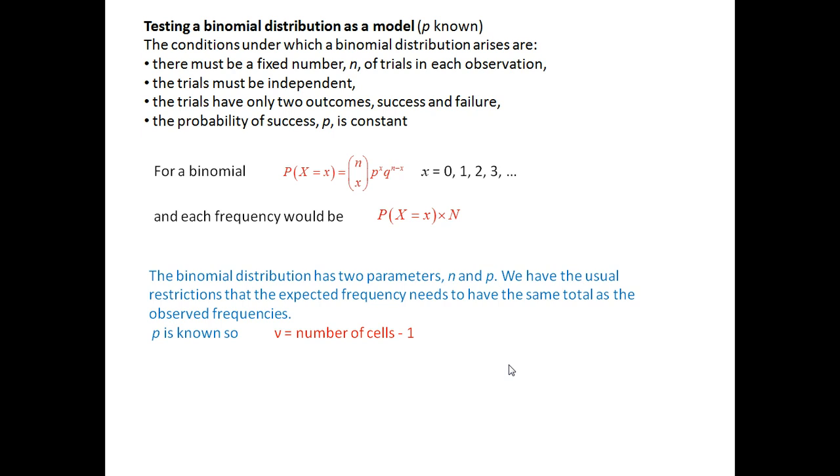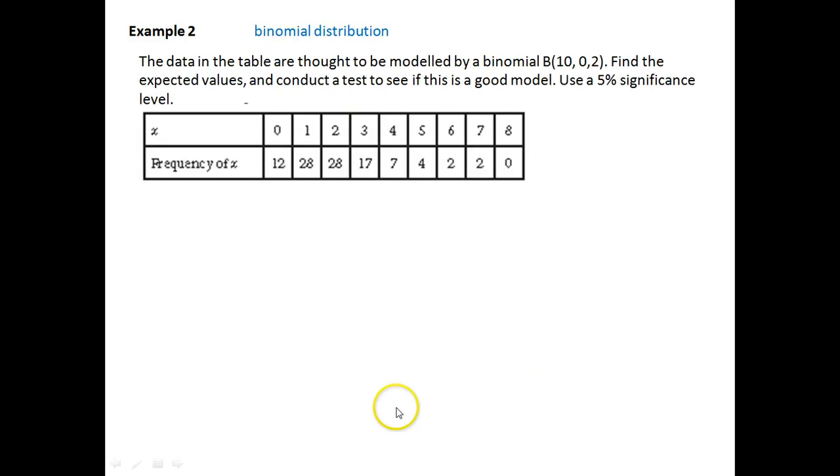We have the usual restriction that the expected frequencies need to have the same total as the observed frequencies. Being as p is going to be known in our situation, then our degrees of freedom nu is the number of cells minus 1. So n minus 1 would be the degrees of freedom. In our example, the data in the table are thought to be modeled by the binomial B with n is 10 and p is 0.2. Find the expected values and conduct a test to see if this is a good model. Use a 5% significance level.